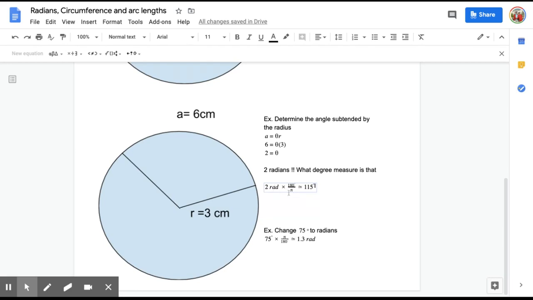We want to cancel radians, you divide by pi. If you want to cancel degrees, you divide by 180. Whatever you divide by, you times by the opposite. So if you divide by pi, times by 180. If you divide by 180, you times by pi. And that's how we're going to go back and forth between degrees and radians.